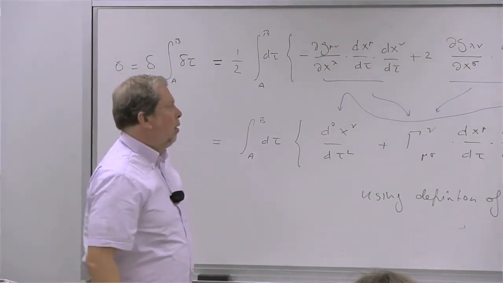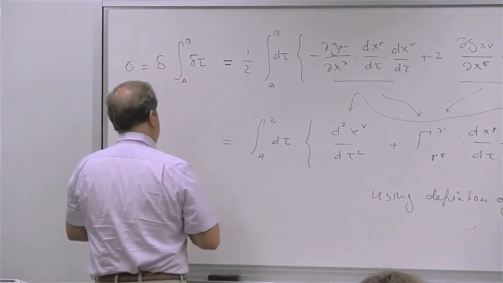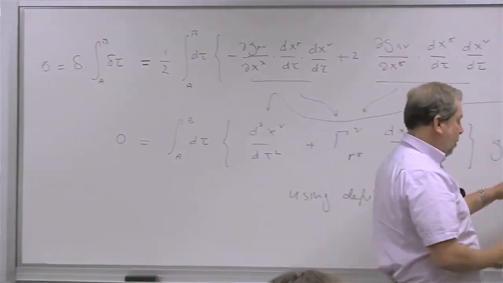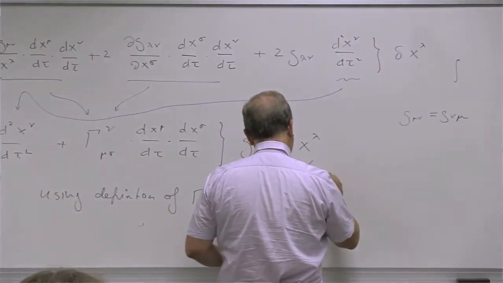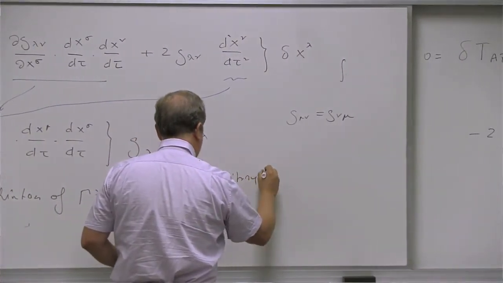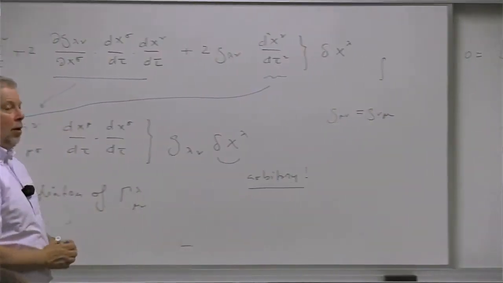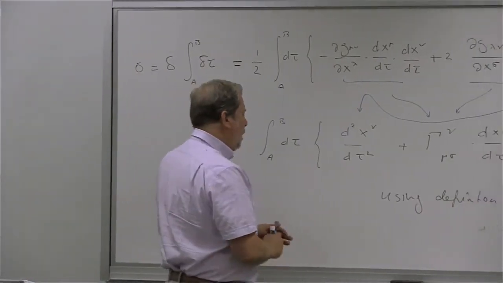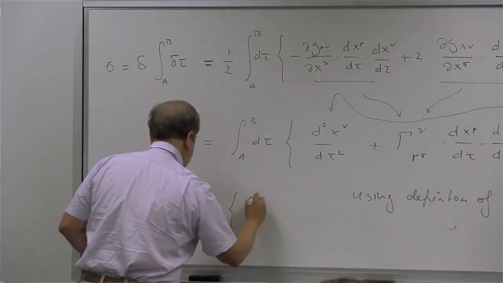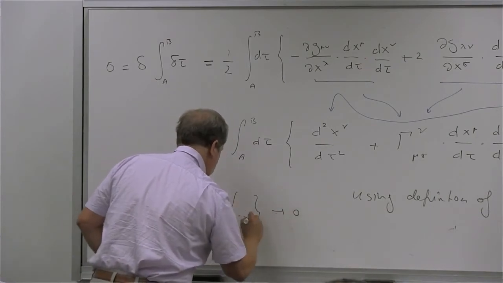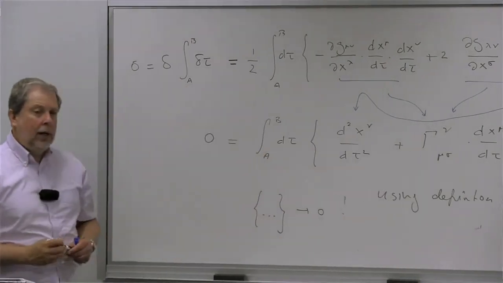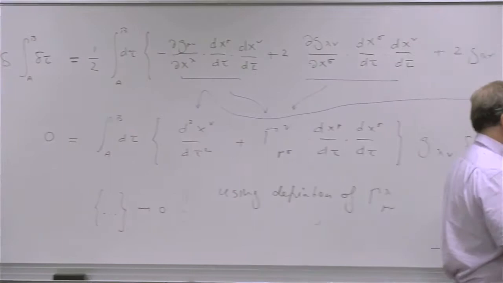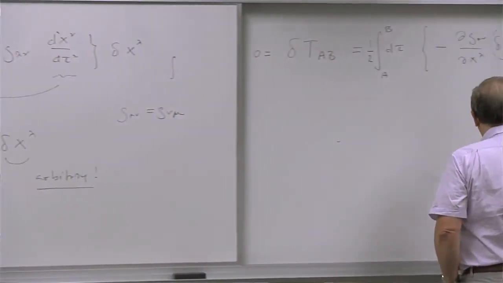And so what does that mean? Well, it means that in order for this variation to be 0, and this variation is done for an arbitrary dx lambda, so it can be anything you want, then the expression in parentheses has to be 0. The integrand has to be 0. And so that means that from this variational principle, you get the equation of free fall.